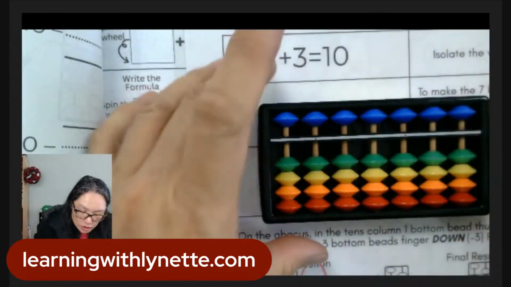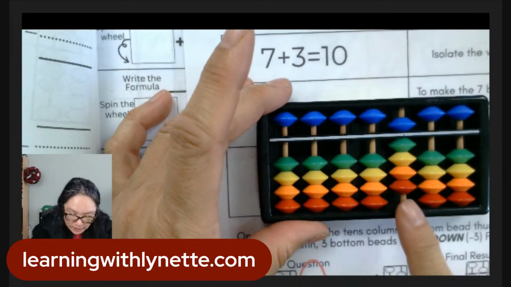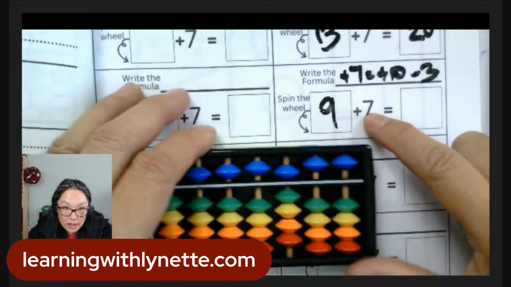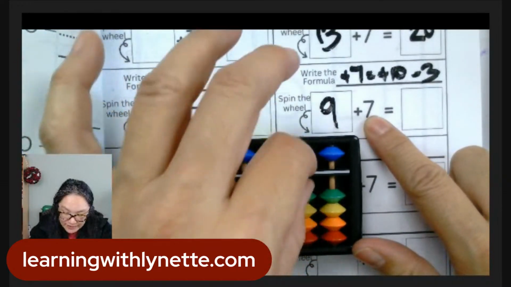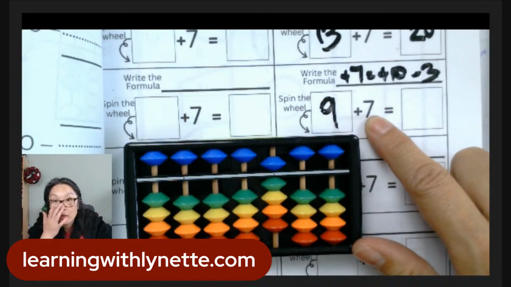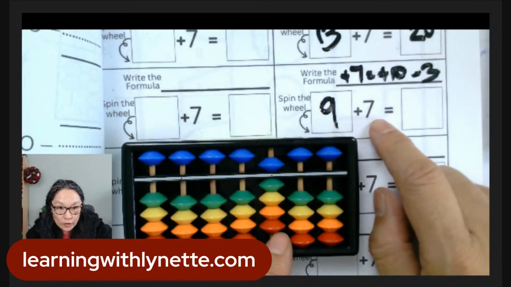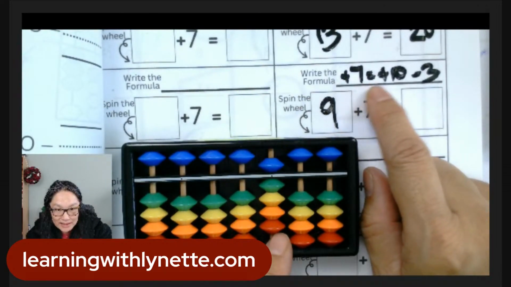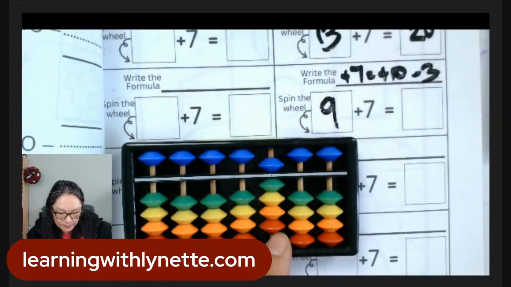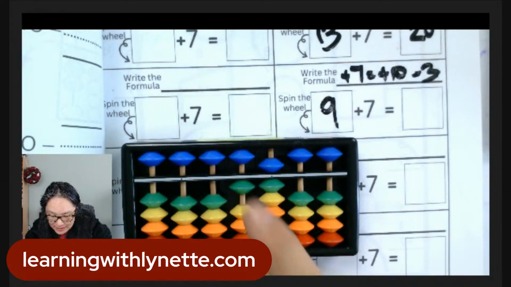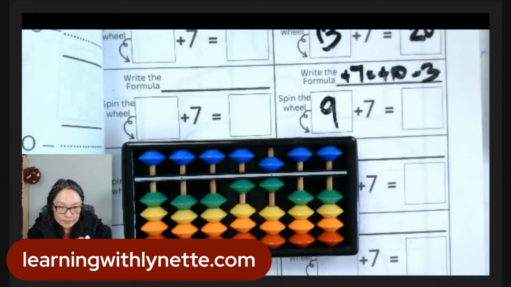Does that make sense? So when we have 9 and I want to add 7, because that's the question, I have 9 on my abacus. I don't have enough beads to add the 7, so I need to use the formula. The formula is plus the 7 is equal to plus the 10 minus the 3. That's just something that we have to memorize. So when we add the 7, we're going to plus the 10 and then take away the 3. So my final answer is 16.